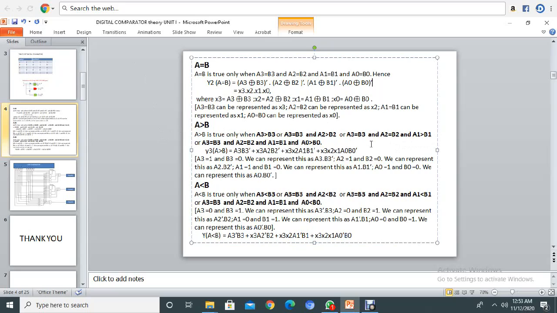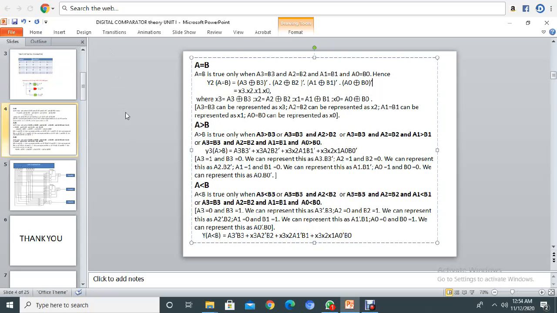If A3 is equal to B3 and A2 is equal to B2 and A1 is greater than B1, then you can say that A is greater than B. Okay. Or if all the first three bits are equal, then you have to check the fourth bit. If fourth bit A0 is greater than B0, then we can say that A is greater than B. That means A3 is equal to B3 and A2 is equal to B2 and A1 is equal to B1 and A0 is greater than B0, then A is greater than B. So Y3 will be 1.